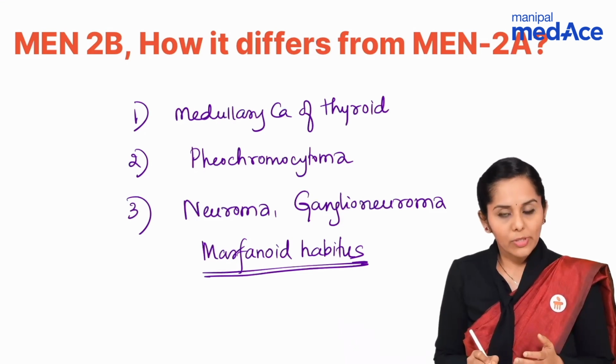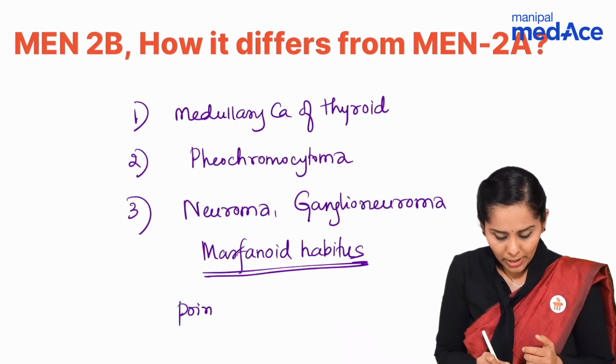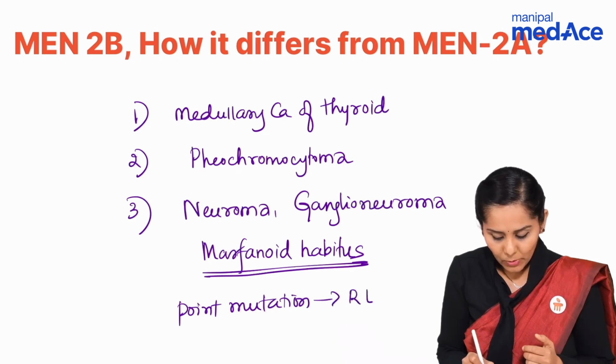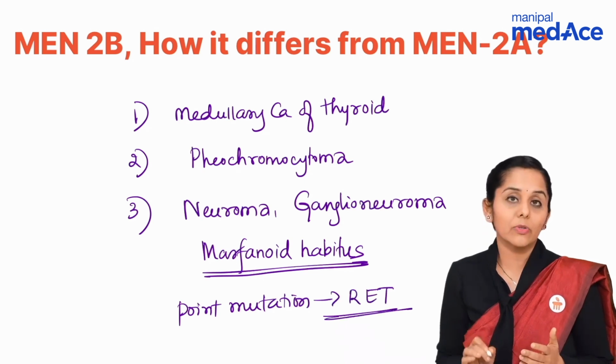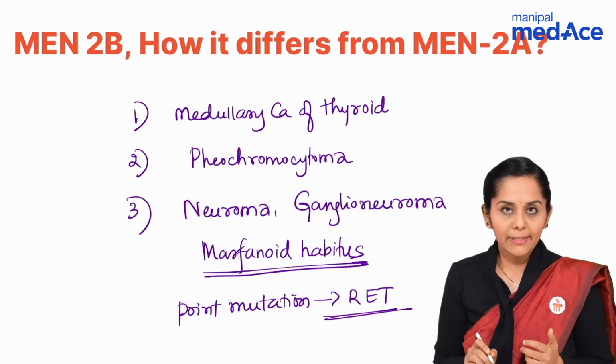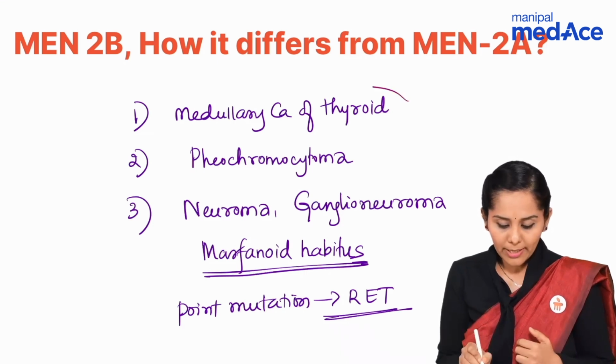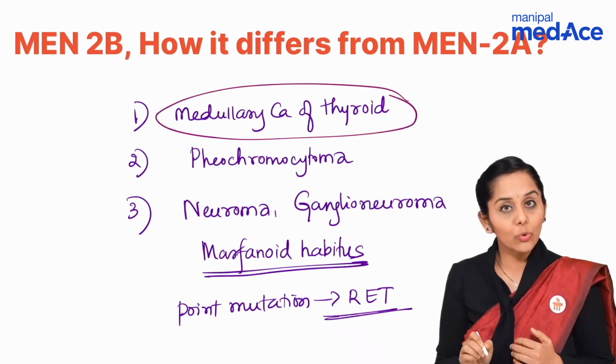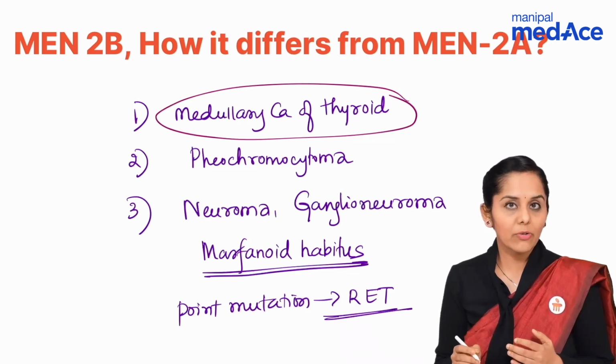This is usually due to the point mutation involving the RET proto-oncogene, and it is different from the mutation which is seen in case of MEN2A. With respect to medullary carcinoma of thyroid in MEN2B, you need to remember that this is multifocal and also it is more aggressive, right, when compared to that of MEN2A.